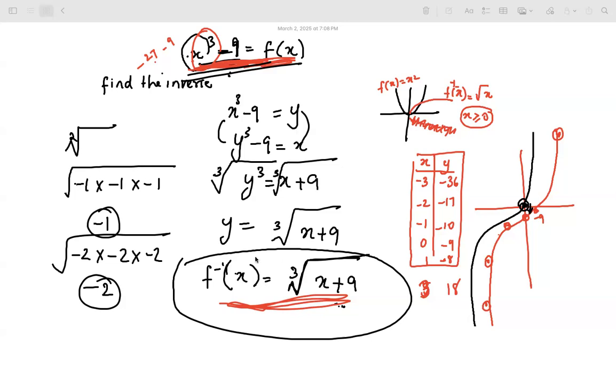Now, how to reflect this? Graphically, how to find the inverse? I showed you how to find the inverse algebraically, but how to find the inverse graphically? Let me please erase the original parent function, otherwise it's so confusing. So let me go ahead and draw the y equal to x function.